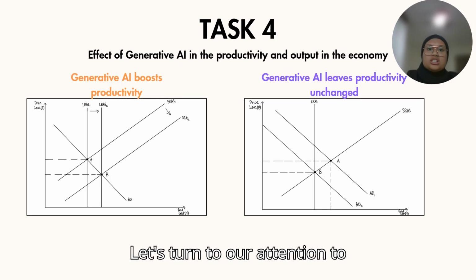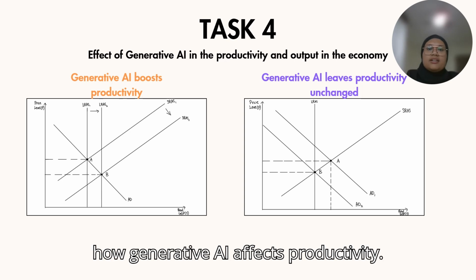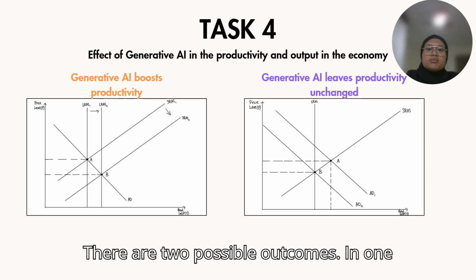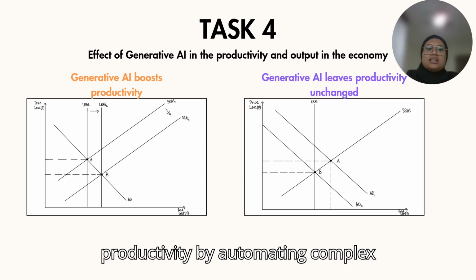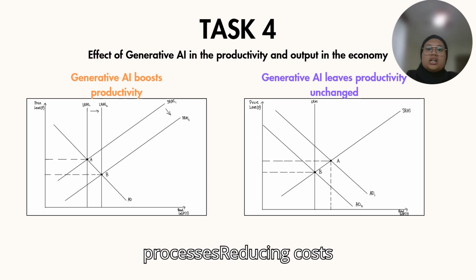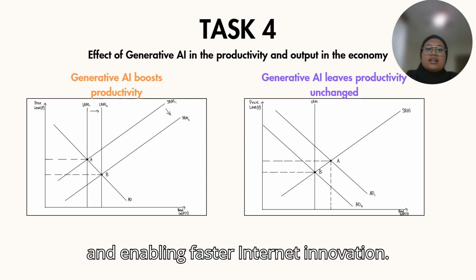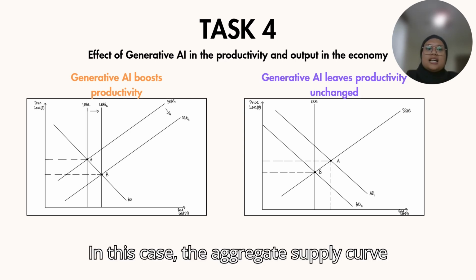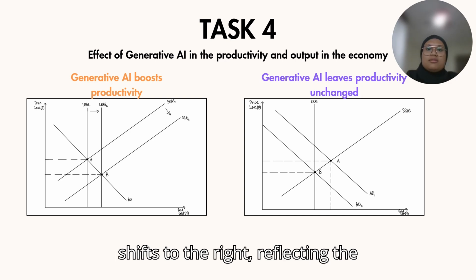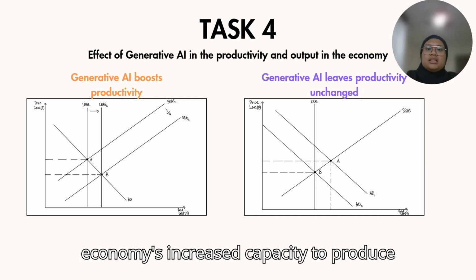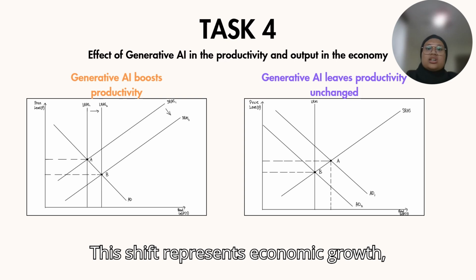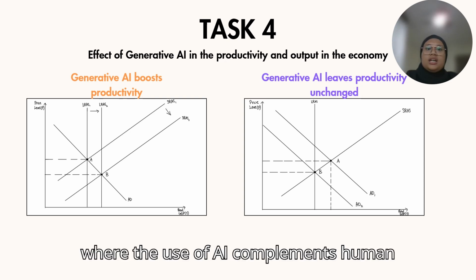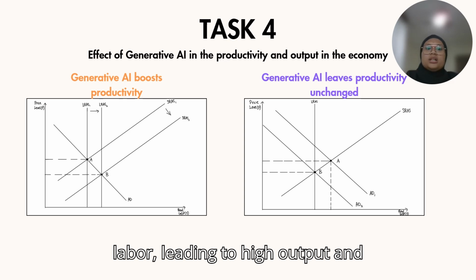Let's turn our attention to how generative AI affects productivity. There are two possible outcomes. In one scenario, generative AI significantly boosts productivity by automating complex processes, reducing costs, and enabling faster innovation. In this case, the aggregate supply curve shifts to the right, reflecting the economy's increased capacity to produce goods and services at lower prices. This shift represents economic growth, where the use of AI complements human labor, leading to higher output and efficiency.